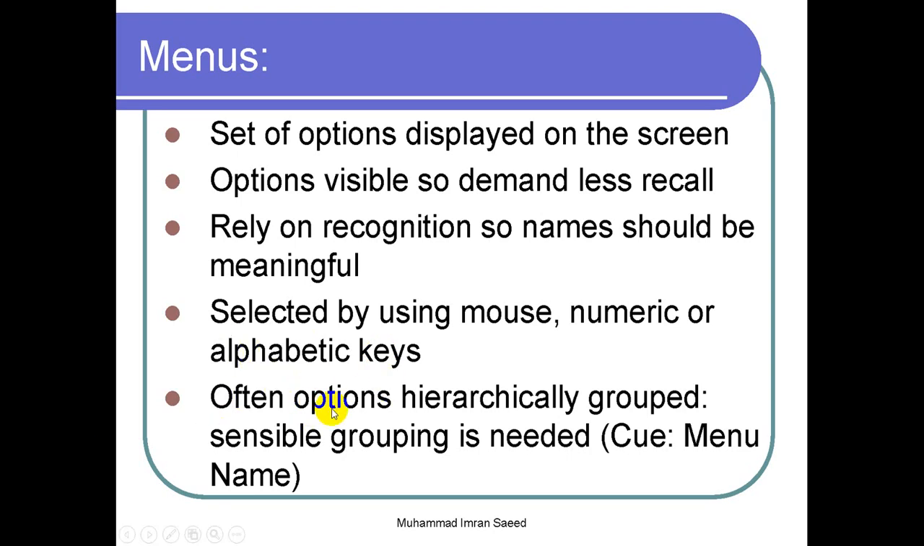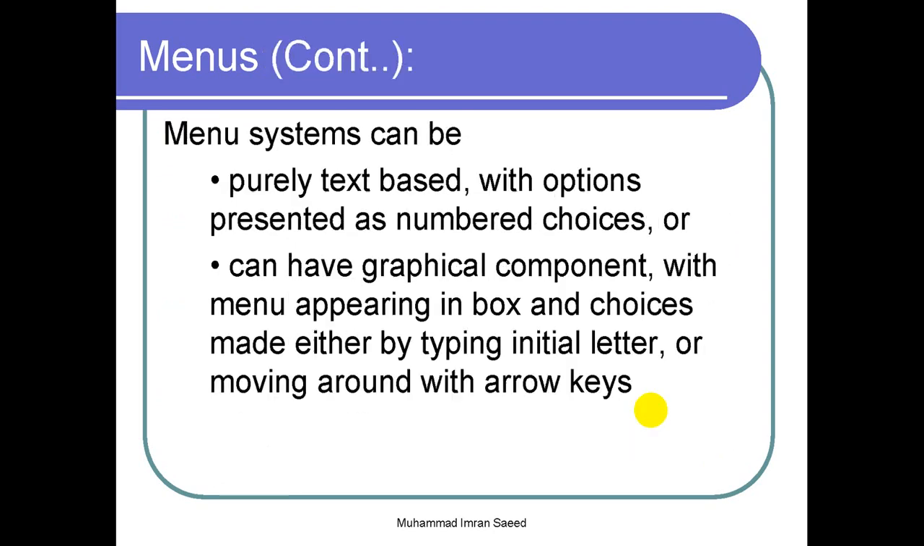Often options are hierarchically grouped, and sensible grouping is needed. So again, the same concept of ergonomics, that we group them intelligently. Like all the options that come under file must be placed under the title File. All those options that come under editing must come under the title Edit. So in this manner we can make proper menus.